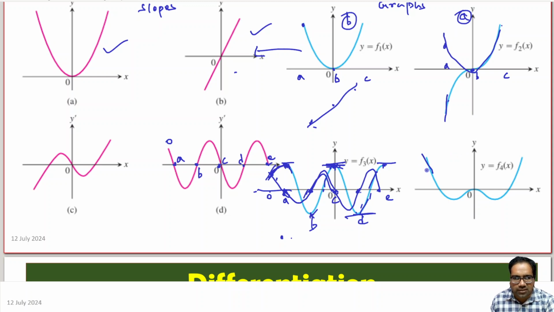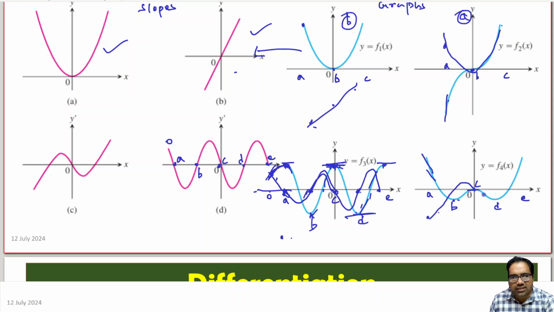Here, the slope is negative. This point is A. Let's say B, then C, then D, then E. The slope is negative. At B, it is becoming 0. This point is 0. Then between B and C, this line is positive slope. Right. And again at C, it is becoming flat. So between B and C, it should be positive. Right. The graph will look something like this.